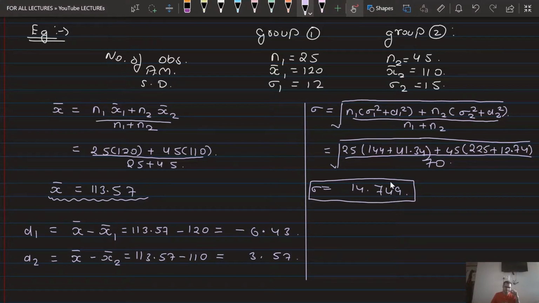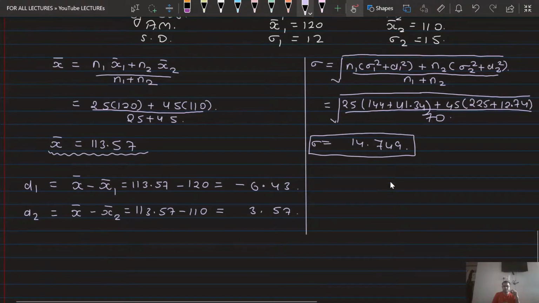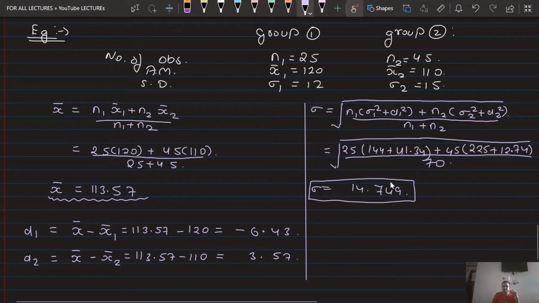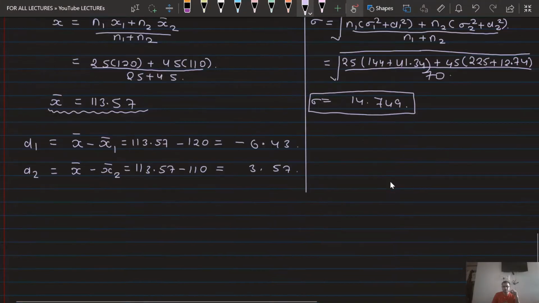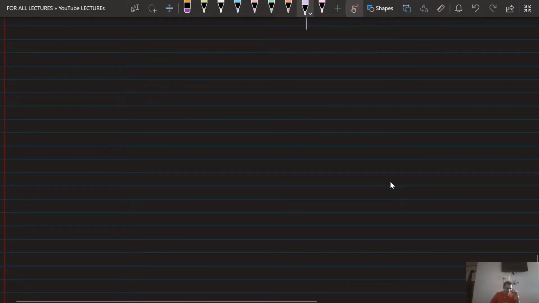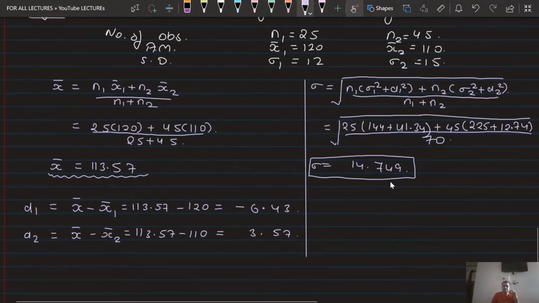Okay. Did you write this? Okay. So that is the way we are going to calculate our combined standard deviation. We'll solve some more examples when we are doing our exercises.